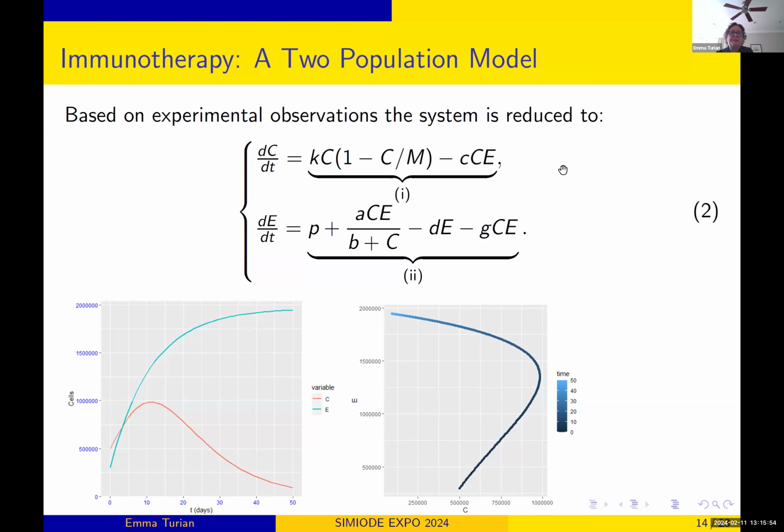So now, based on our experimental observation, the system is being reduced to these two equations in here. And we are plotting the equations, the number of cells as functions of time, which they are being seen in the plot on the left. So the cancer cells are in red and the effector cells are in green. And we also have this CE plane in here with the time. So these were done in R.